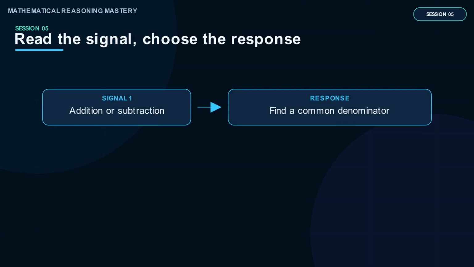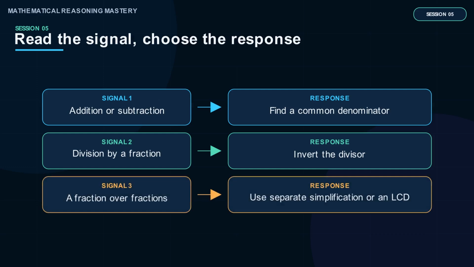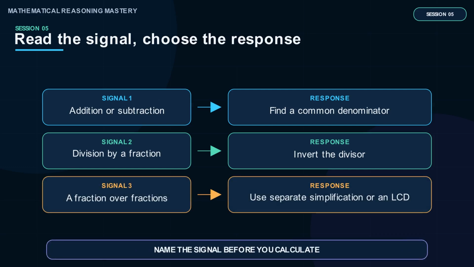Signal 1 is addition or subtraction. Respond by remembering to find a common denominator. Name the response before calculating. Signal 2 is division by a fraction. In that case, invert the divisor. The form tells you which tool fits. Signal 3 is a fraction over fractions. Remember, use separate simplification or an LCD. This separates plausible work from valid reasoning. If you cannot name the signal, pause and classify. A deliberate choice of method is usually faster than repairing a rushed setup.